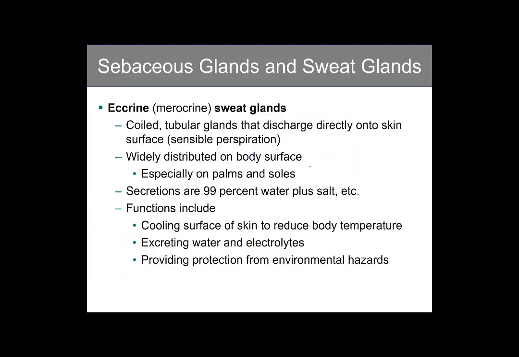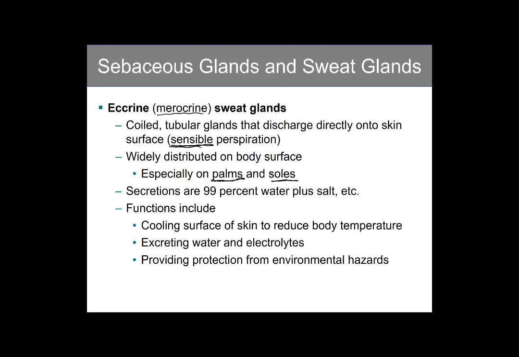Eccrine sweat, also called merocrine sweat, these are coiled tubular glands that discharge directly onto the surface of the skin. We call this sensible perspiration. These are widely distributed on the body. They're found in high numbers on the palms of our hands and the soles of our feet. And these secretions are 99% water. The remaining composition is perhaps salts.